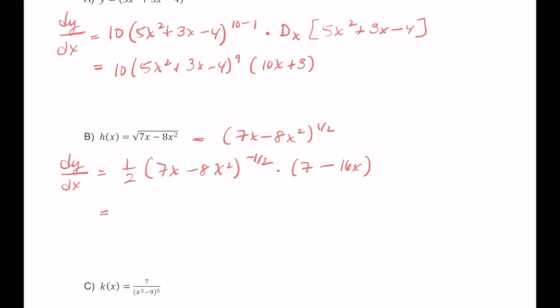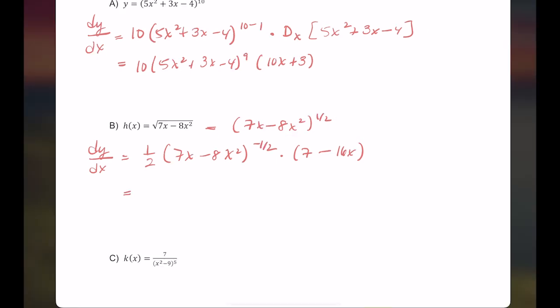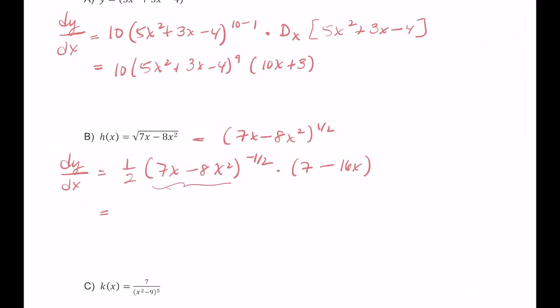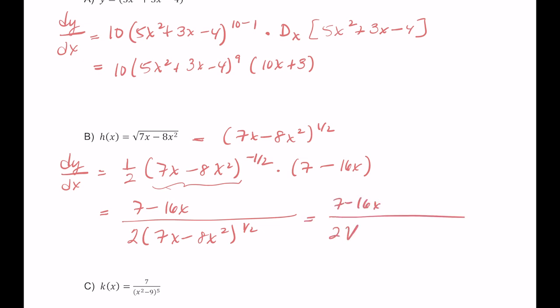And now this is just going to be some moving things around, right? So I need to take this piece and put it on the bottom to make it positive. On the top, I'm just going to have 7 minus 16x. And on the bottom, I would have 2 times the quantity 7x minus 8x squared, and then to the positive 1/2 power, which if you feel more comfortable, you can write it as 7 minus 16x over 2 times the square root of 7x minus 8x squared. So either way is correct.